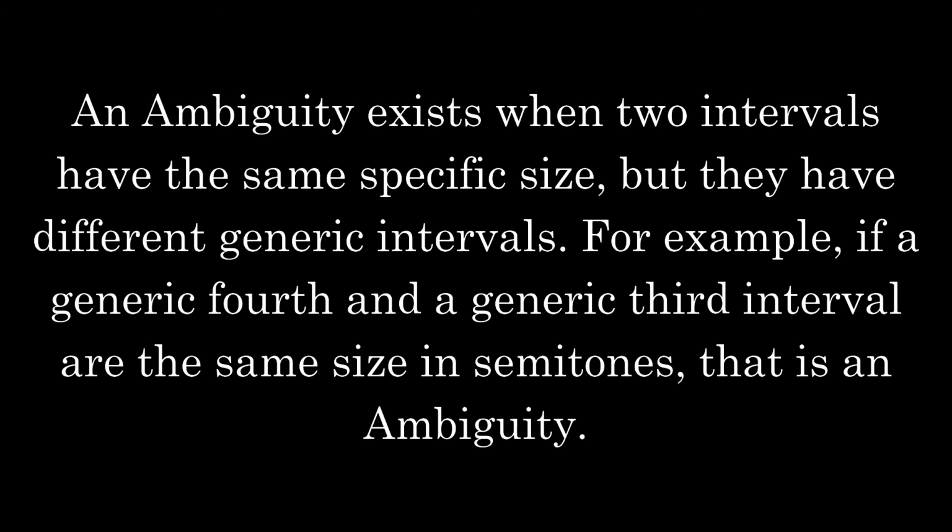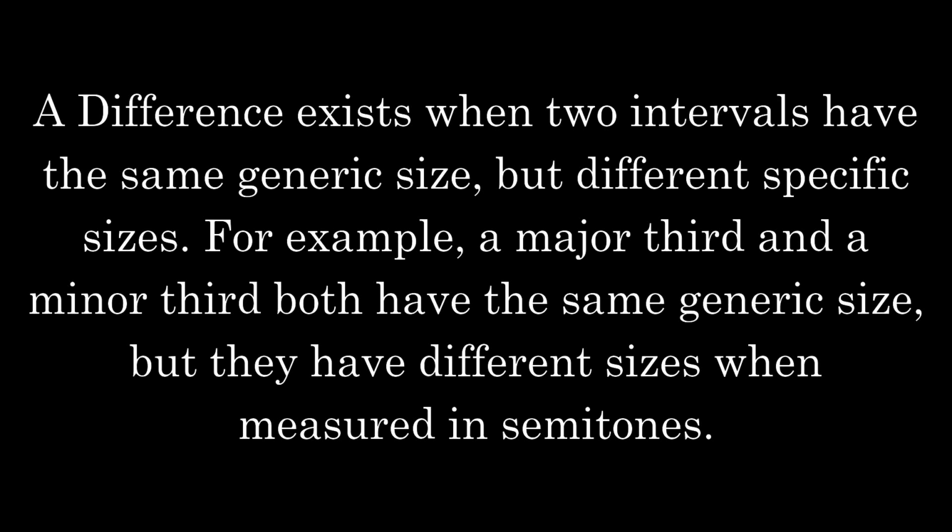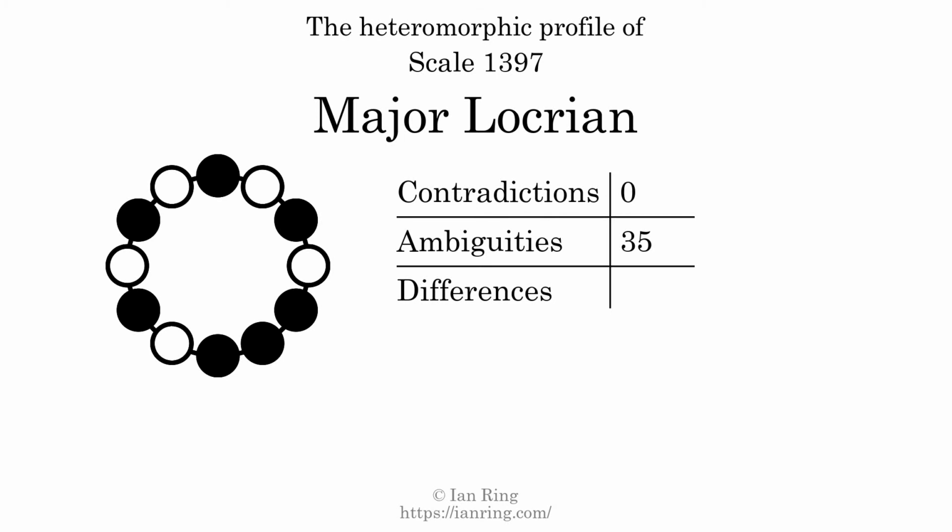An ambiguity exists when 2 intervals have the same specific size, but they have different generic intervals. For example, if a generic fourth and a generic third interval are the same size in semitones, that is an ambiguity. The number of ambiguities in this scale is 35. A difference exists when 2 intervals have the same generic size, but different specific sizes. For example, a major third and a minor third both have the same generic size, but they have different sizes when measured in semitones. The number of differences in this scale is 80.